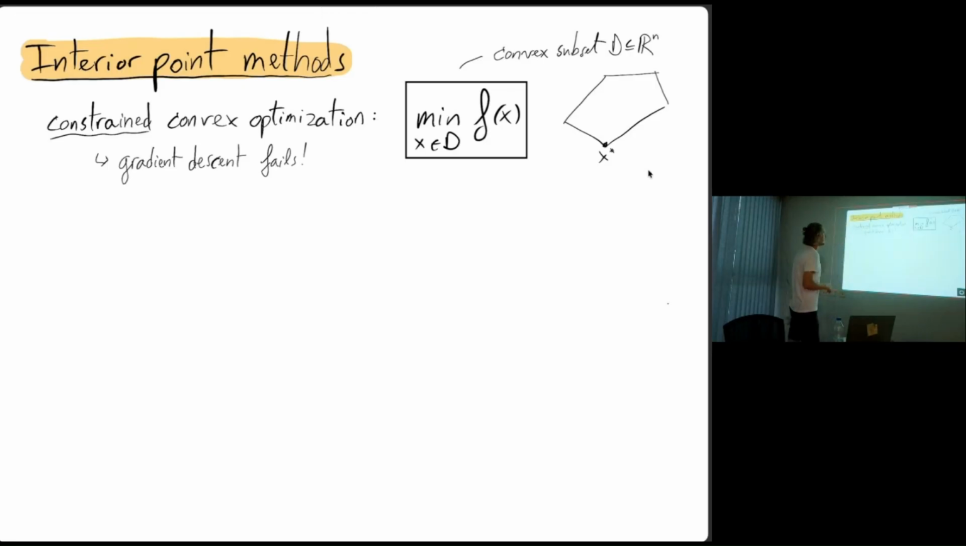And then all of a sudden your gradient descent fails. Once you get close to the boundary and so on, your gradients are no longer defined, or you're going to jump outside of your region and so on. So what do we do?